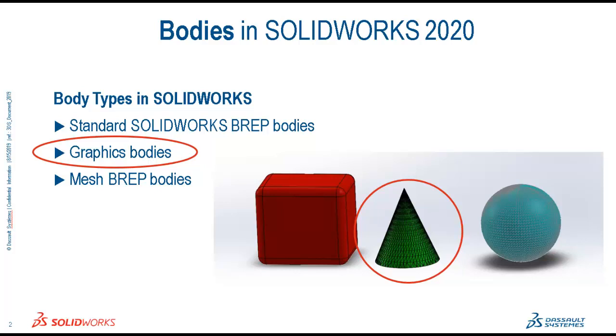Graphics bodies are defined entirely by their facets, without referencing equations. For example, what appears to be a cone in a graphics body is actually a large number of triangles whose edges approximate the shape of a cone. These mesh edges do not actually form a mathematical curve.